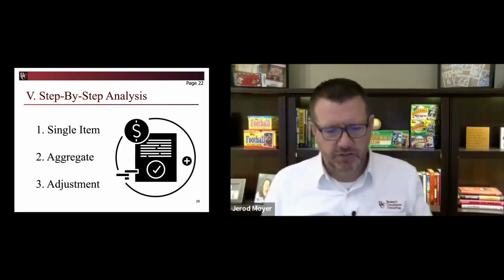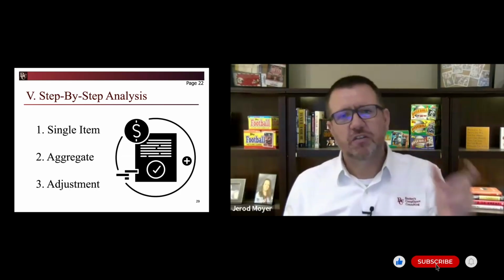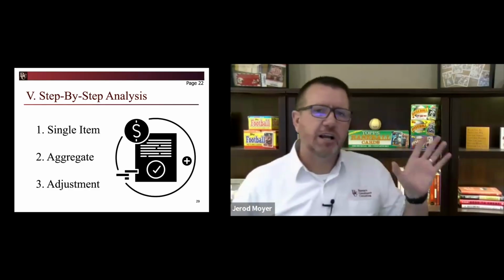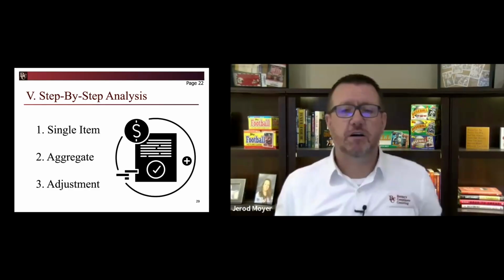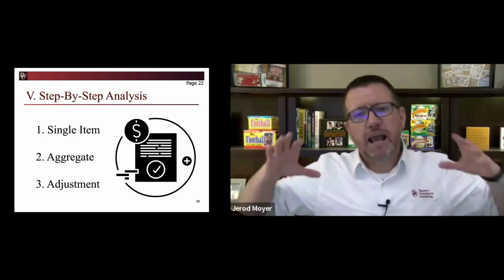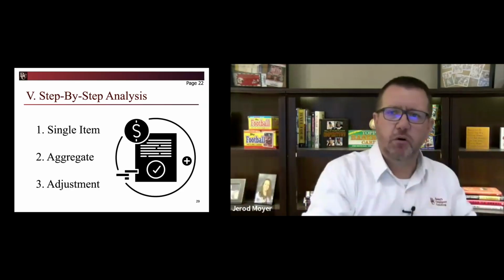When you do an escrow analysis, you do look at things individually, to a certain extent. So there's a thing called single item analysis, where you're going to look individually at each item being escrowed for. So in the case that we're about to go through, you're going to look at hazard insurance all by itself. You're going to look at taxes all by itself. And then we're going to look at it as a whole. We're going to look at all of it together, when things are inflowing, when things are outflowing.